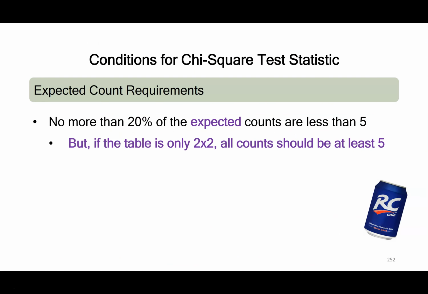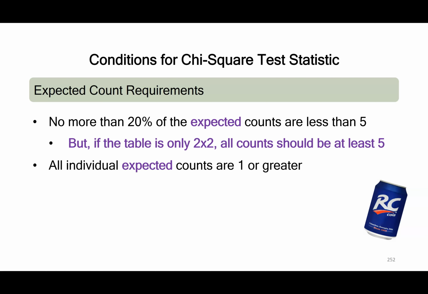If the table's only 2 by 2, so you have 2 categorical variables with 2 categories each, all of your counts need to be at least 5. It's really, really important. Otherwise, you have absolutely had too small of a sample size. It's going to be a problem.